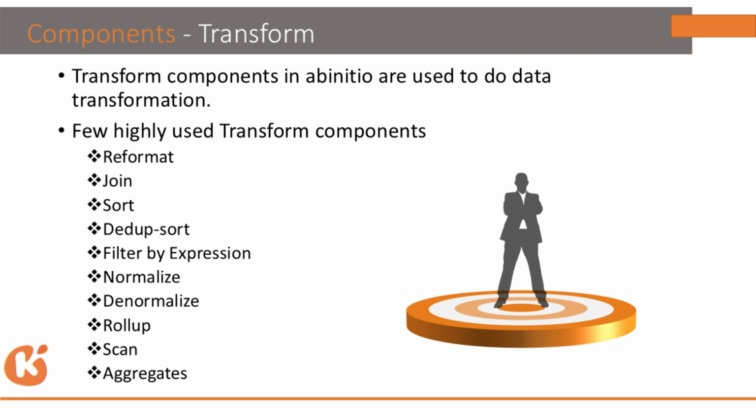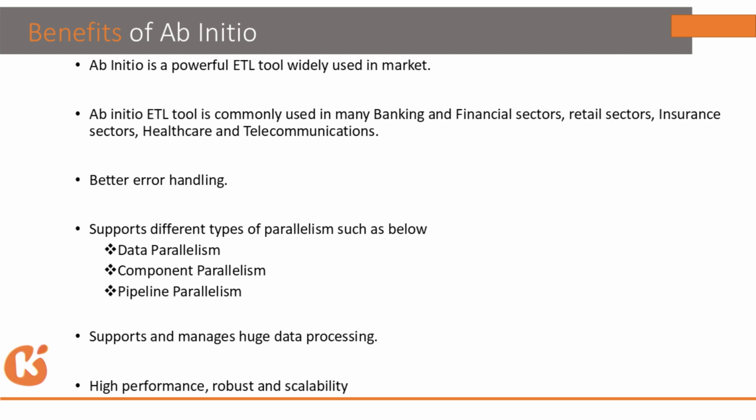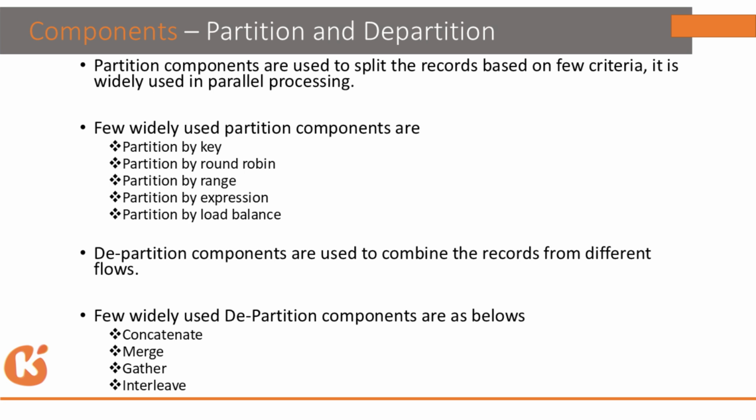Before getting in, let's see the benefits of ABInitio. One of the main benefits of ABInitio, or any other ETL tool, is that it supports parallelism. Parallelism is nothing but processing the data in parallel. There are three types of parallelism available in ABInitio: data parallelism, component parallelism, and pipeline parallelism. The first one is data parallelism. Data parallelism is nothing but processing the data in parallel. Let's say, for example, we have one file, and that particular file has 100 records.